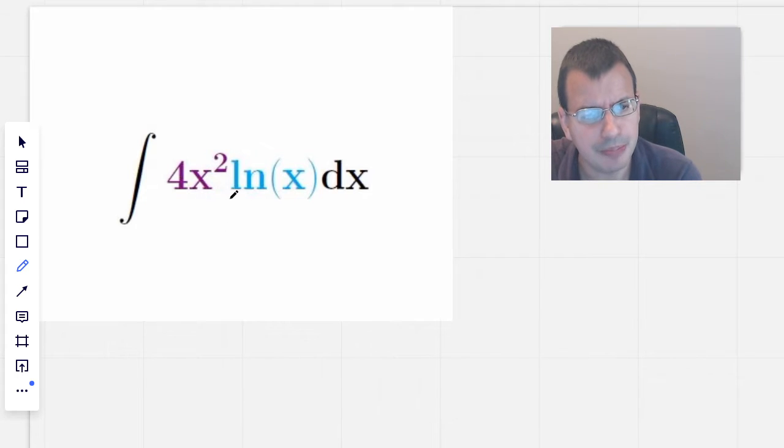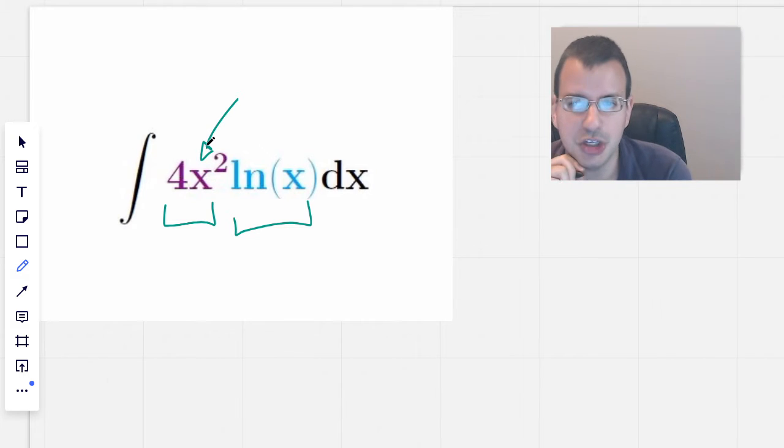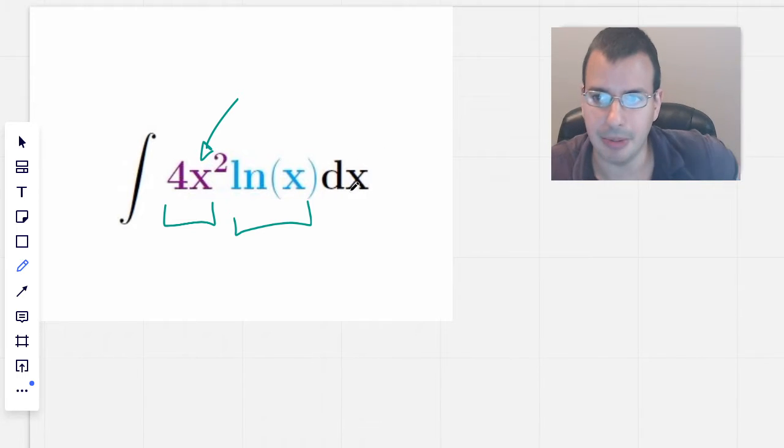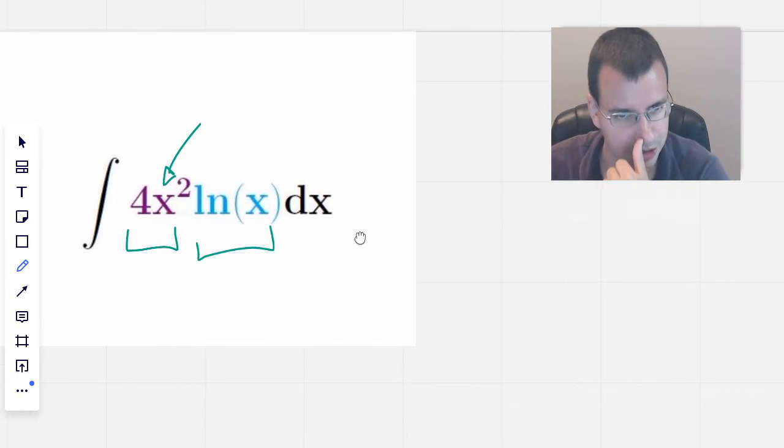And the reason I see that is, you have two things here, and my eye is drawn to this x squared. If I take the derivative of x squared enough times, it will disappear. And that's a key sign that integration by parts will work. So I go, all right, start with integration by parts.